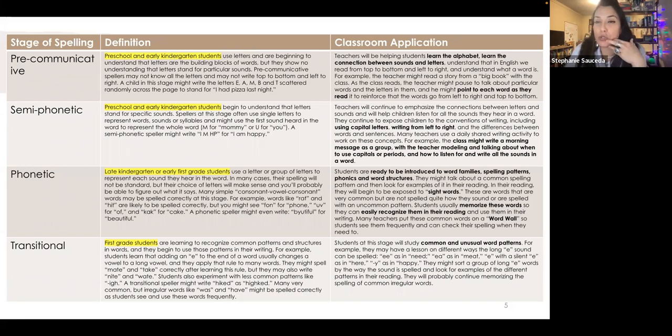They will continue to expose the students to conventions of writing, including using capital letters and writing from left to right. If they're starting in the middle of the page, tell them to start all the way over here, because remember, you want to leave space. But what if you have 17 words in your sentence? They might laugh because they know they're only going to use 3 words, but what if you have to begin over here, because we write from the beginning, from left to right. And the differences between words and sentences, right? And how we have to space in between.